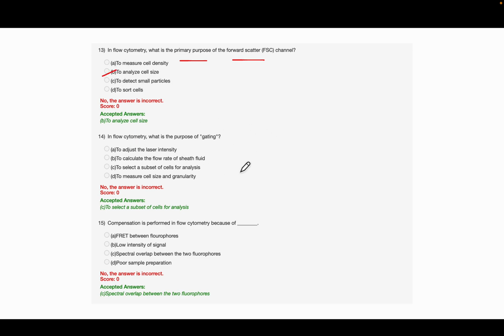And what is the purpose of gating? To select a subset of cells for analysis. So this is basically a gate to select a particular subset of cells for analysis. Compensation is performed in flow cytometry because of spectral overlap between two fluorophores.